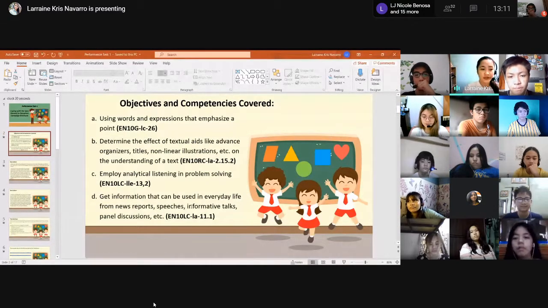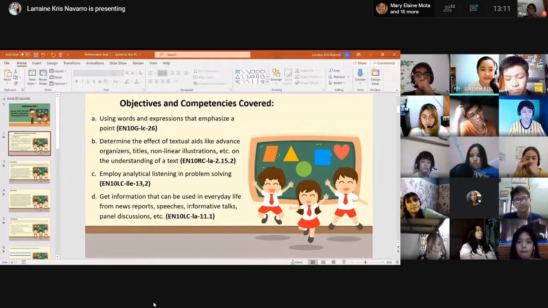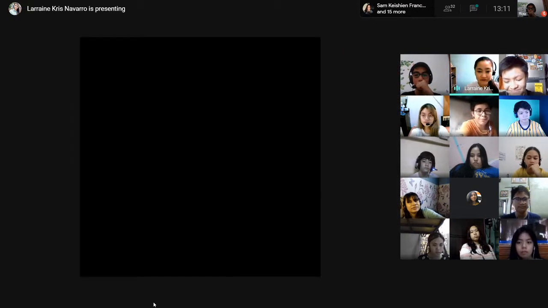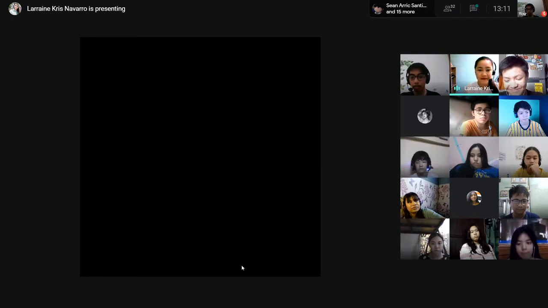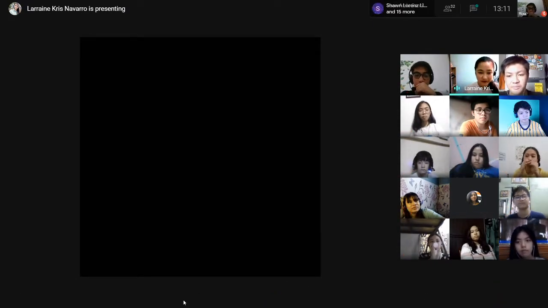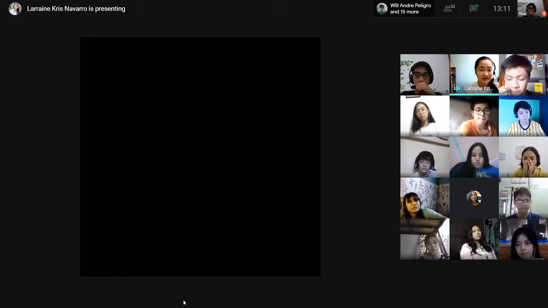The second one is determining the effect of textual aids like advance organizers in the understanding of a text. So you will be able to use different graphic organizers. Remember that the information provided by means of your brochure can be shared with your classmates, your friends, your teachers, and even parents.